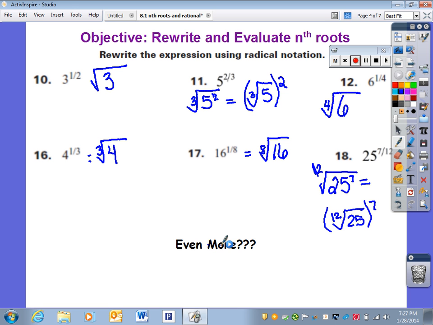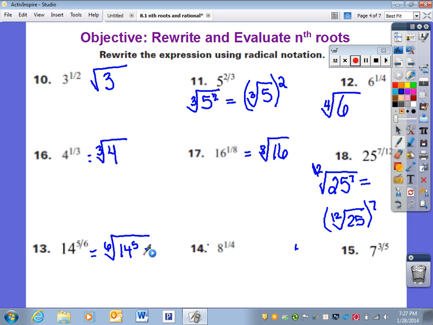Let's take a look at a couple more. So we have 14 to the 5/6 power. The 6 is our root. We have a root of 6. 14 is our base, and that's going to be to the 5th power. And again, that could also be written as taking the 6th root of 14, and then taking that to the 5th power.